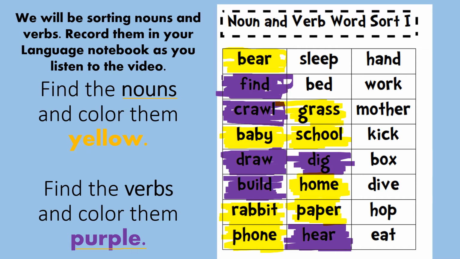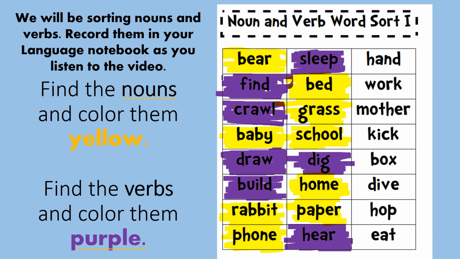So you should have written grass in the noun section. Bed. Is that something you can do or is it a thing? If it's a thing, you were correct, so that should have been a noun, shaded yellow. Sleep. Is sleep something you can do? Yes. Sleep is something that we can do. It's an action word. So we would shade that purple. It is a verb.